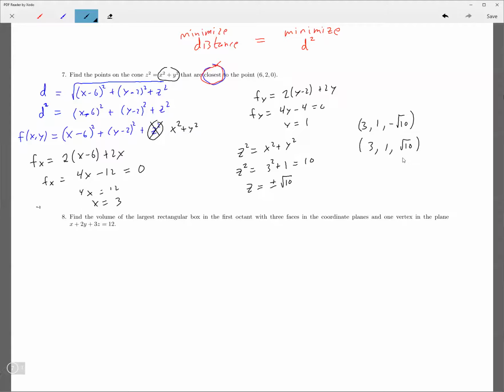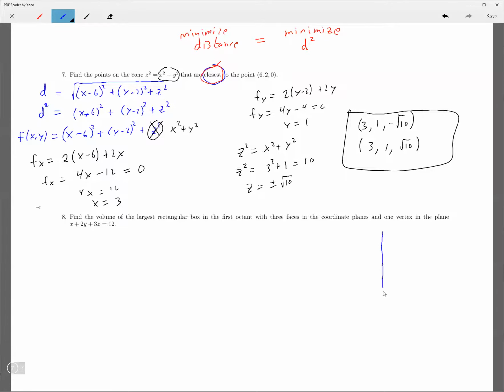Okay, good. Okay, so those are the values that work. Great, let's go on to the next problem, number 8. This is the final problem in this assignment, isn't it? Yeah, okay, so find the volume of the largest rectangular box in the first octant with 3 faces in the coordinate planes and 1 vertex in this plane here.